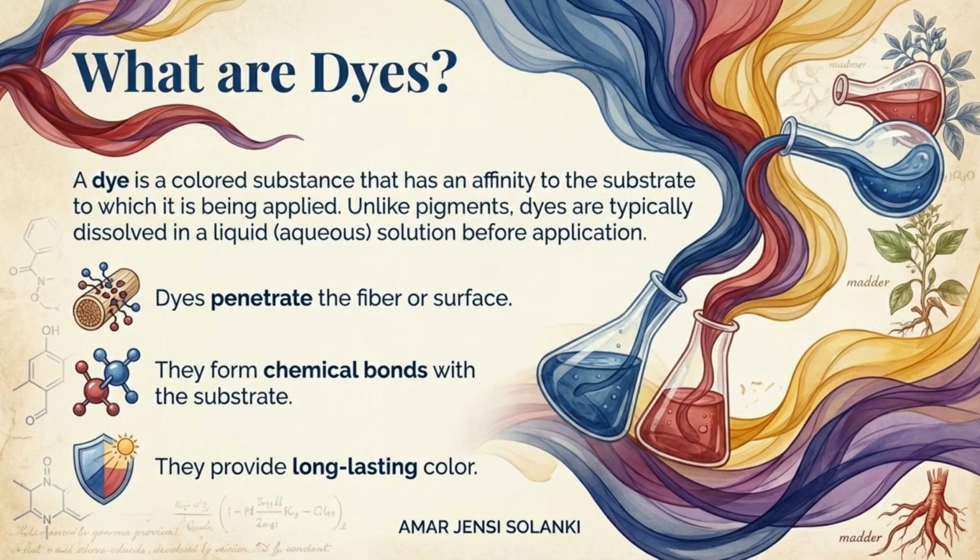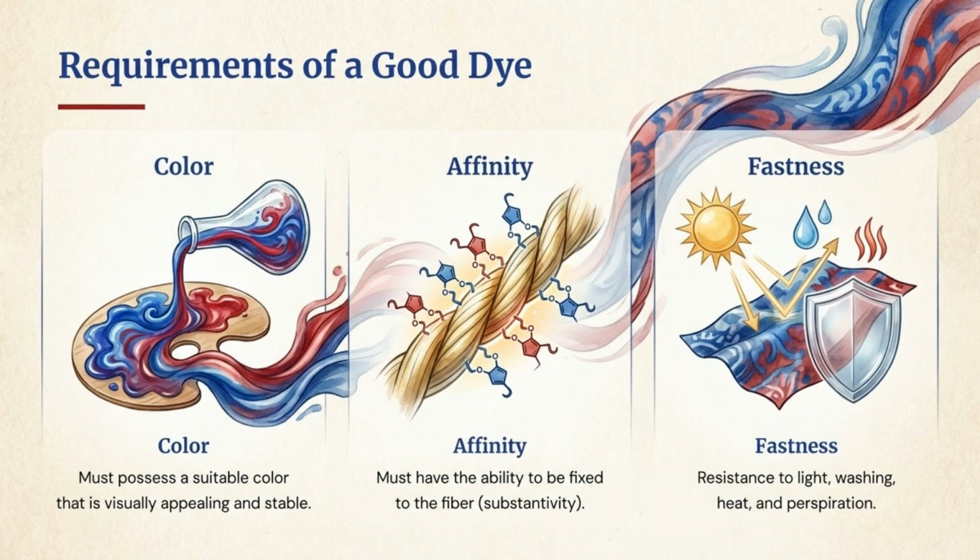as a color. A dye is a colored substance with an affinity for the substrate, typically dissolved in an aqueous solution. Unlike pigments, dyes penetrate the fiber, form chemical bonds, and provide long-lasting color. A good dye must satisfy three main requirements: color, affinity, and fastness.